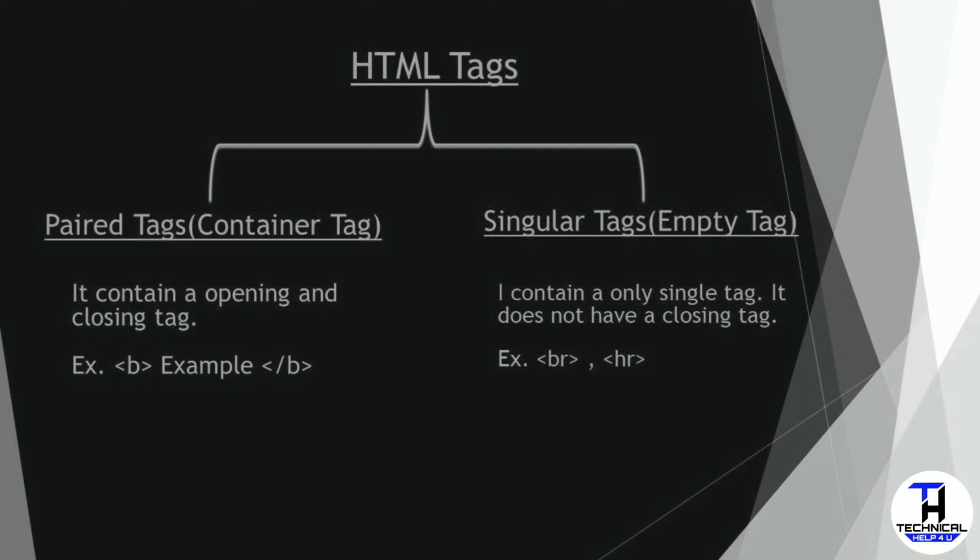HTML tags. Two types of HTML tags. Paired tags, also known as container tags. It contains an opening and closing tag. Example: <b>, and </b>.